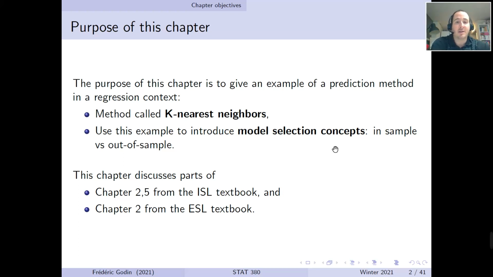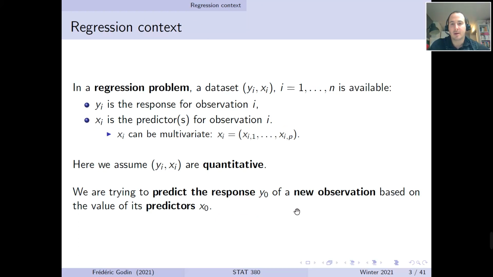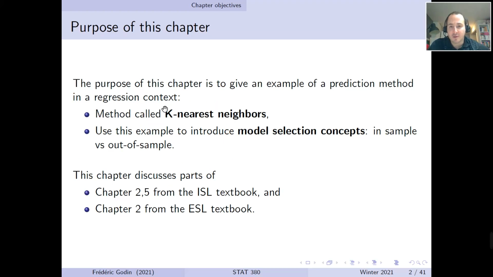So this chapter discusses parts of chapters 2 and 5 from the ISL textbook, the introduction textbook, and also parts of chapter 2 from the more advanced textbook, Elements of Statistical Learning. I forgot to say the very simple method we're going to introduce is called the k nearest neighbors method.